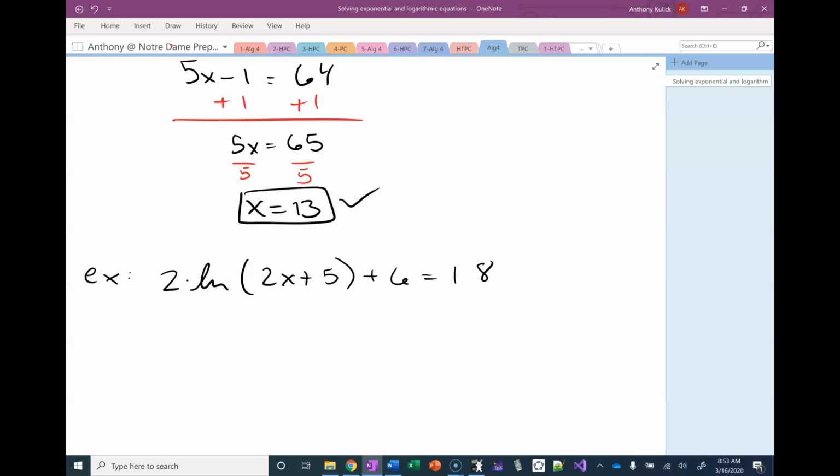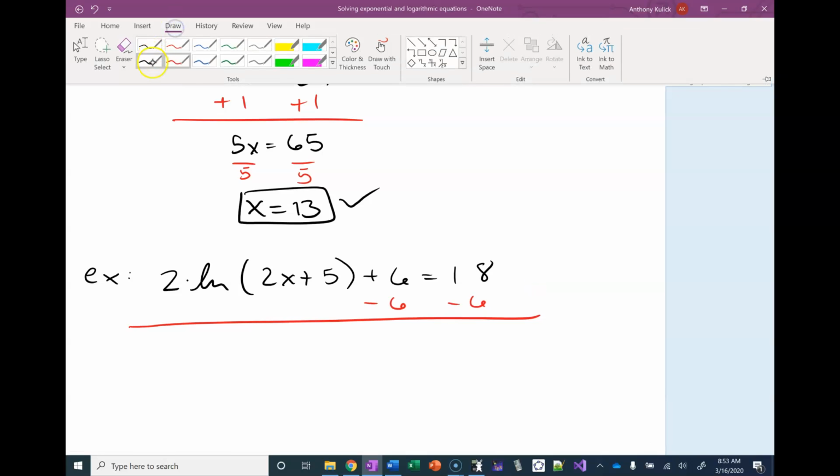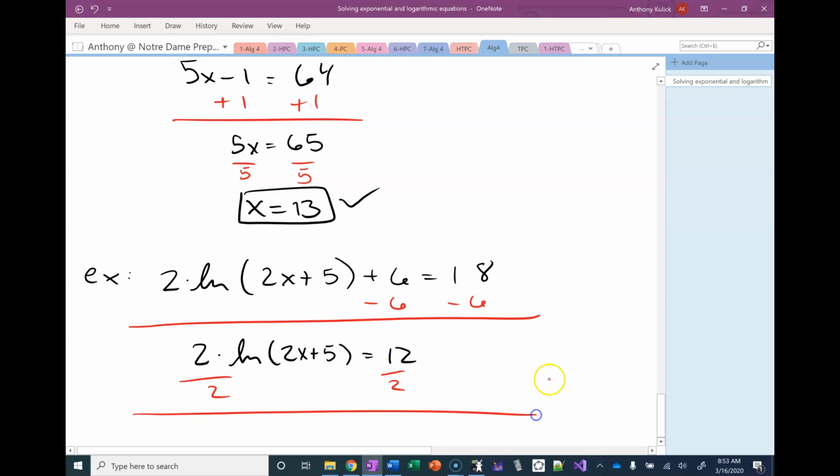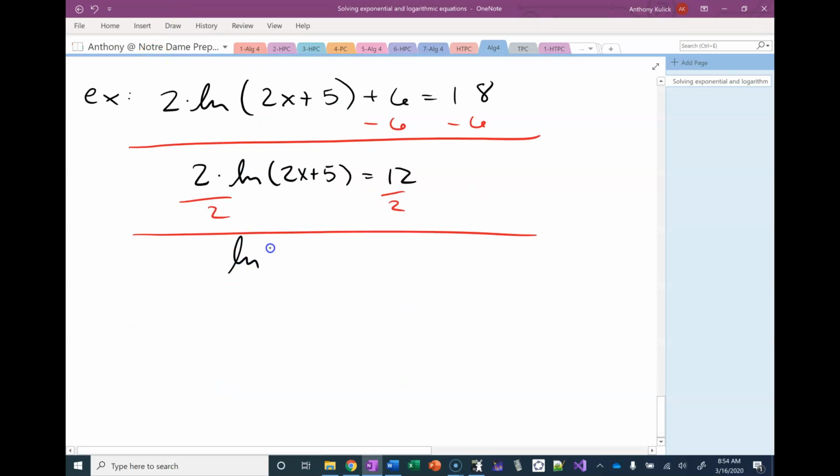So again, the first thing I want to do is to isolate the logarithm. So I got to get rid of the plus 6 first. And then I have to get rid of the times 2 after that. And now it's ready to get rid of the natural log.